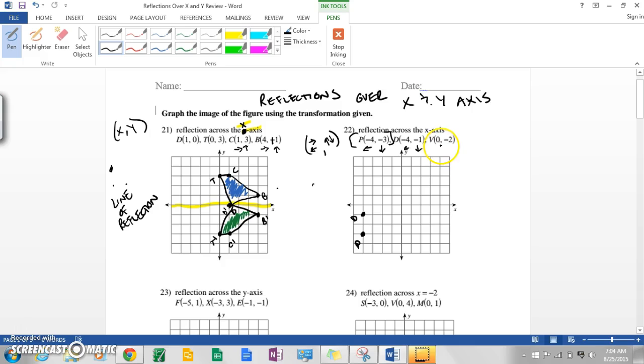And then V is 0, -2. 0, we don't move any, so we'll just stay here. -2 means we move down 2. Our point V will be right here. Let's connect the lines. Connect the vertices, I should say.